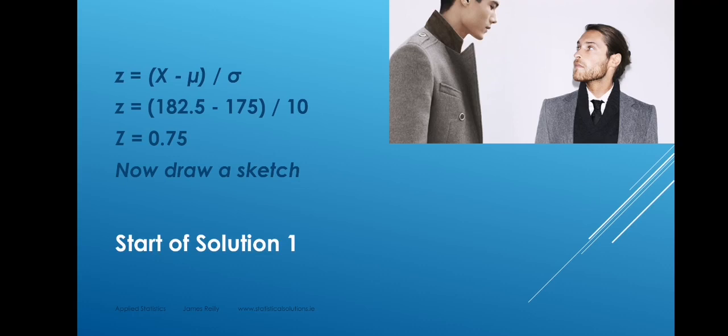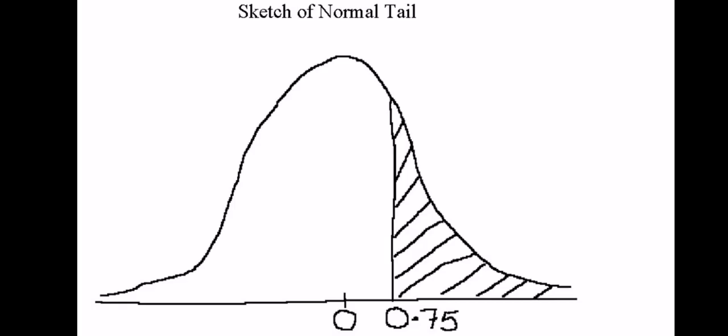So we can now draw a sketch where we draw a bell-shaped curve and put a tick mark in the middle at 0, because 0 represents the mean, a value that's neither above nor below the mean, and so 0.75 is to the right of 0. So we mark 0.75 to the right of 0 and draw a vertical line segment, and then because we're interested in the values above that value, we shade the area to the right. So that shaded area is the normal tail that we're interested in calculating the probability of. The area represents the probability.